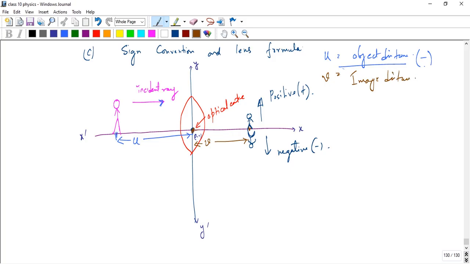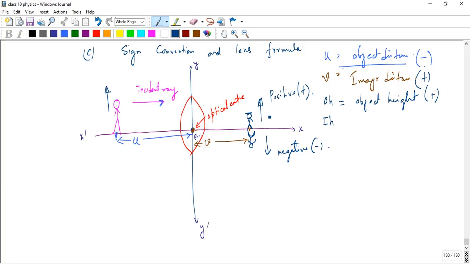So the object height, suppose the object height is OH, is on the positive y line, so that means positive. And the image distance, that is v, is along positive x, that's why this is positive. The image height is this line, the image height in positive x and positive y coordinate.